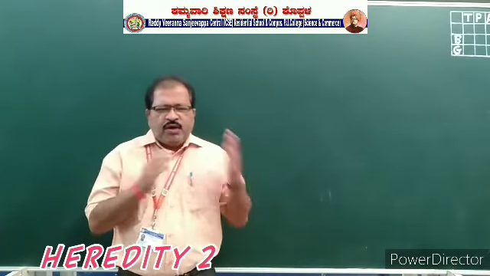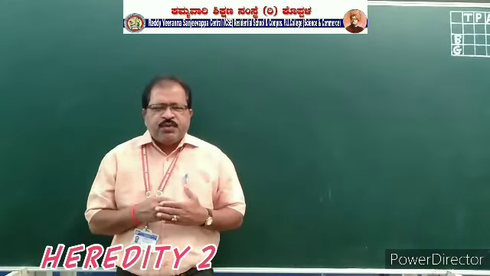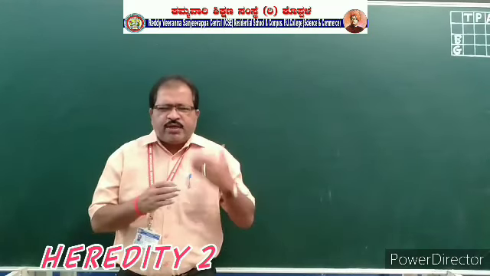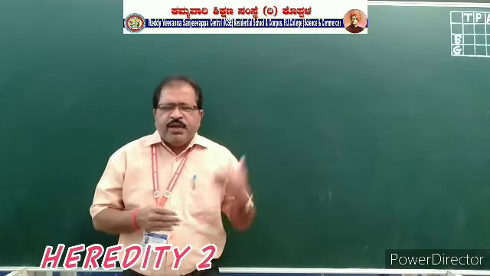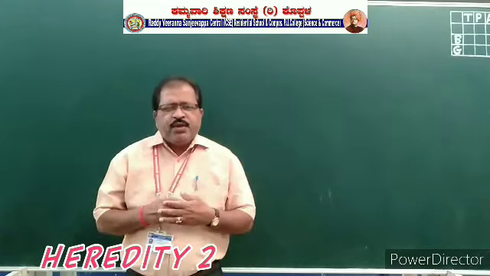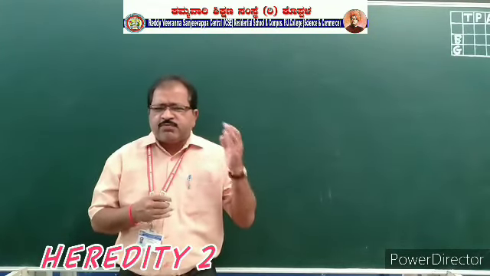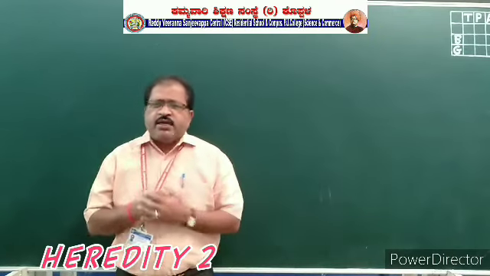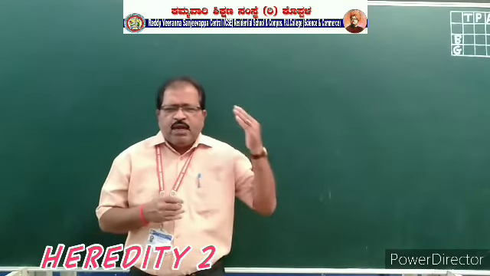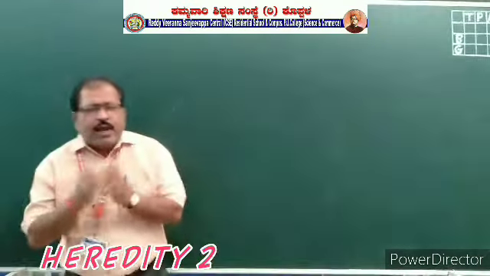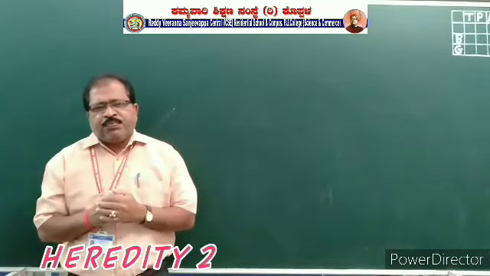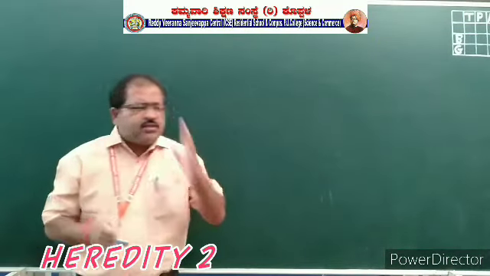Characters from one generation to another generation. With regard to this, I have explained in the previous video about Gregor Mendel, and he has given the three laws about the inheritance of characters from one generation to another generation. He worked on a plant called the pea plant, that is Pisum sativum. Okay, and what are the three laws there?